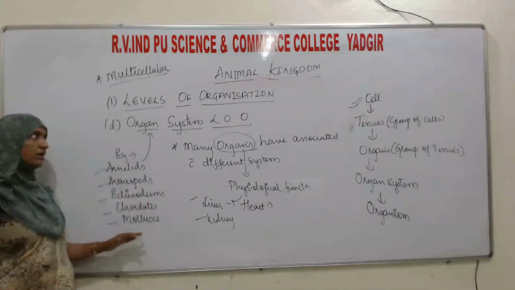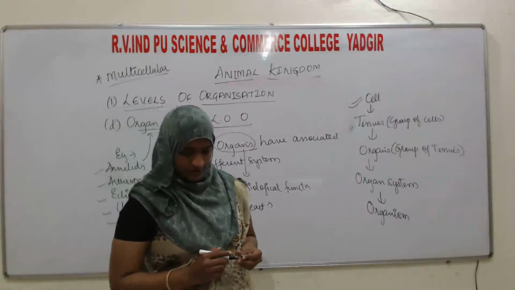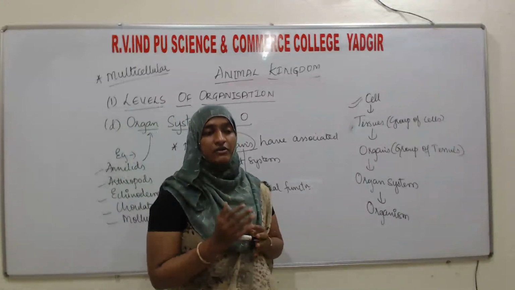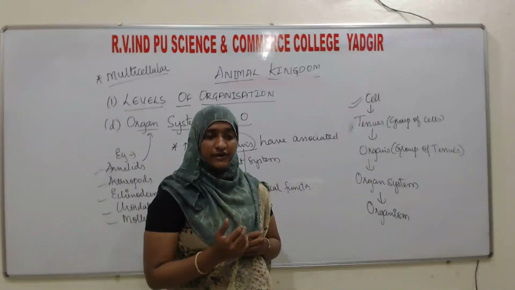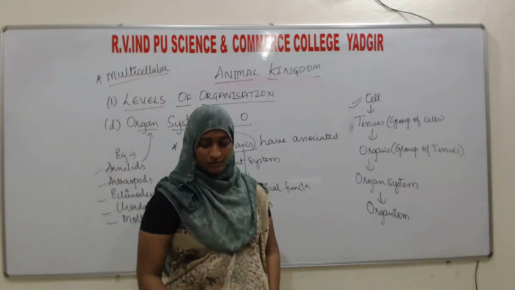So this is about the levels of organization. In different animals there will be different patterns of circulatory system, different patterns of digestive system, different patterns of reproductive system. That we will discuss in the next class.